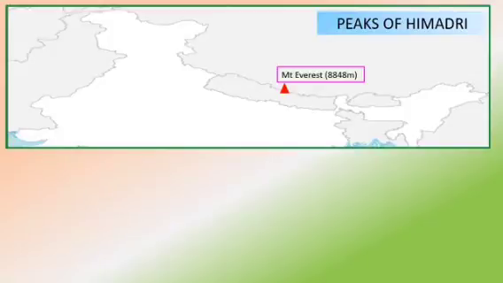What is the height of Mount Everest, children? The height of Mount Everest is 8,848 meters.